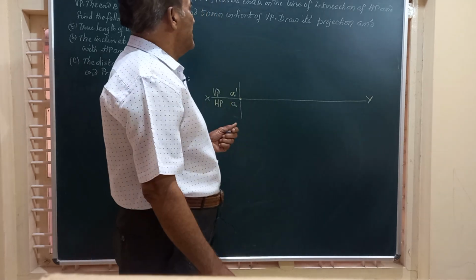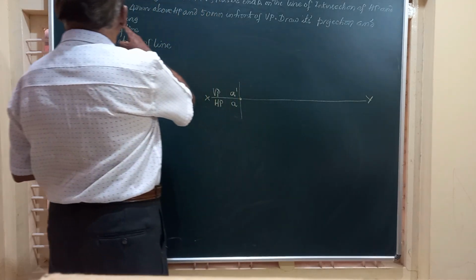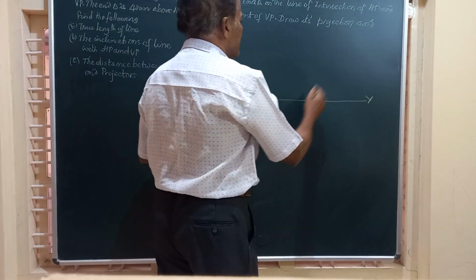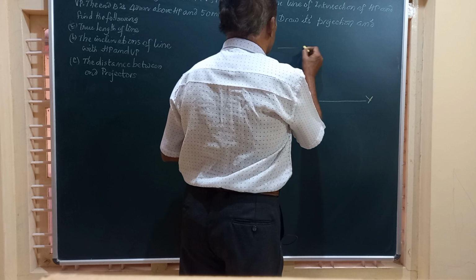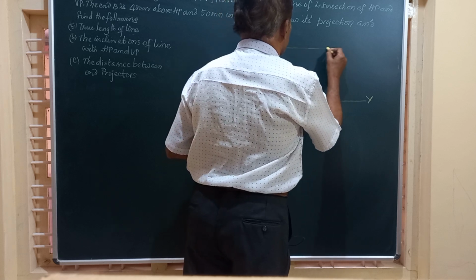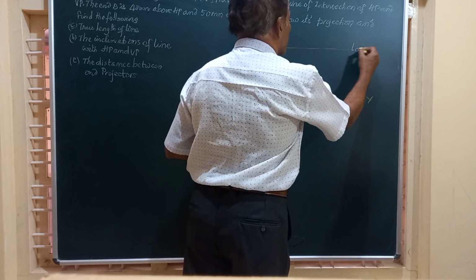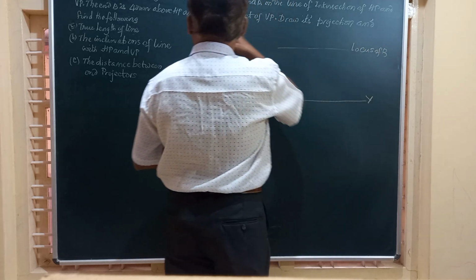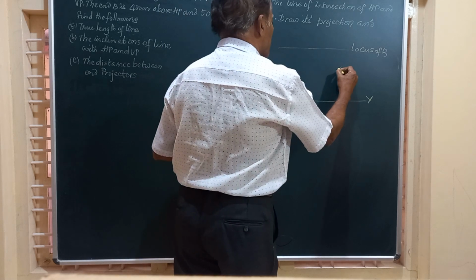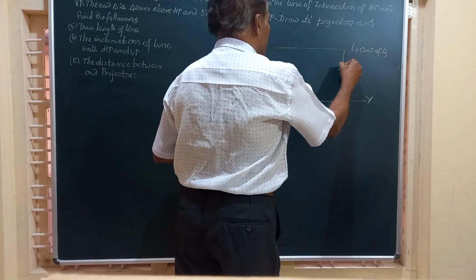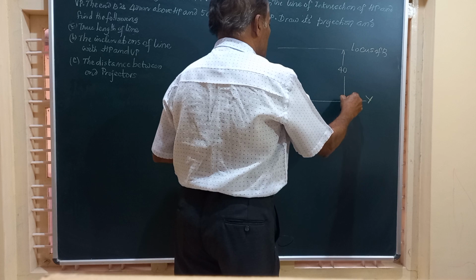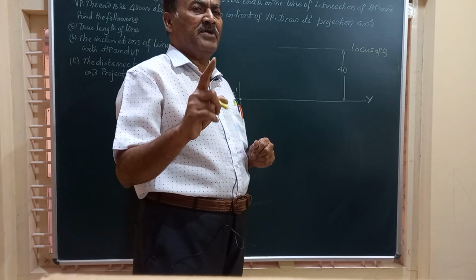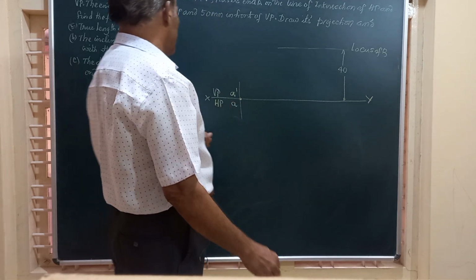Next friends, he has given us the end B is 40 above HP. Any distance above HP is seen above the XY line. So this is the locus of end B. What is the distance of that? It is 40 above HP. So mark 40 millimeter above this to represent the locus of B, on which you are going to get b dash and b1 dash. That's important.